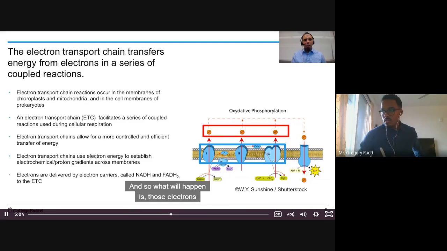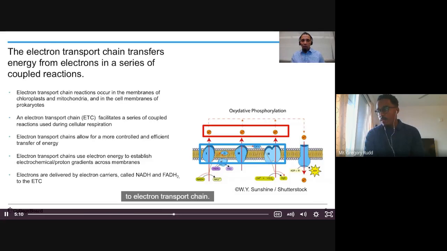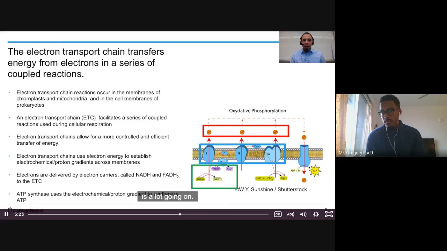And so what will happen is those electrons are delivered by electron carriers called NADH and FADH2 to the electron transport chain. So again, lots of information here. Break it down into smaller steps. But in that green box down there, you can see where these carrier molecules come in. So again, pause and draw, kind of label these pictures because there's a lot going on. And then finally, in this step, ATP synthase, again, that enzyme, we know it's an enzyme because it ends in ase, uses the electrochemical proton gradient to synthesize ATP. So ultimately, we're making some ATP.